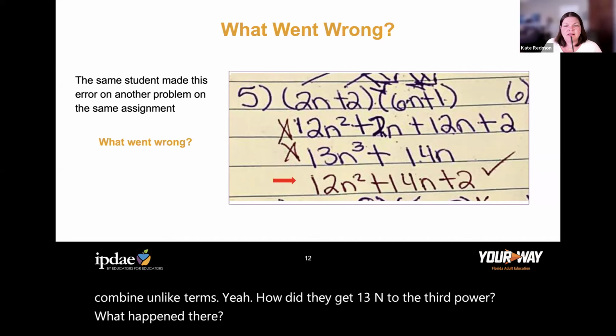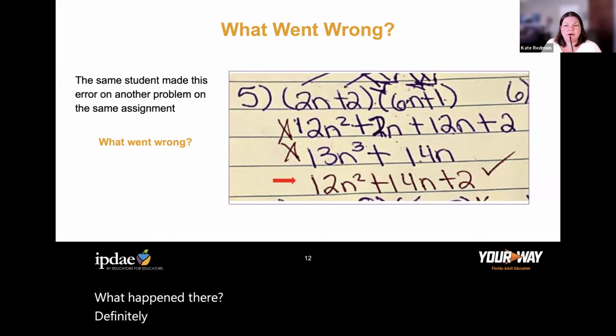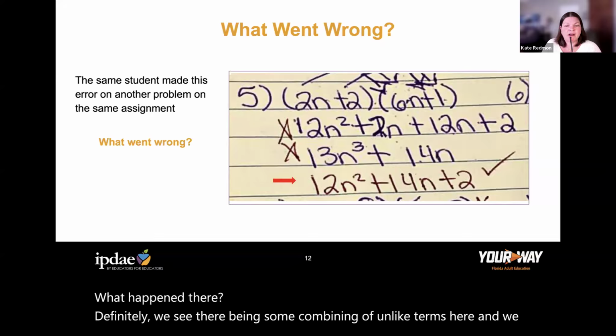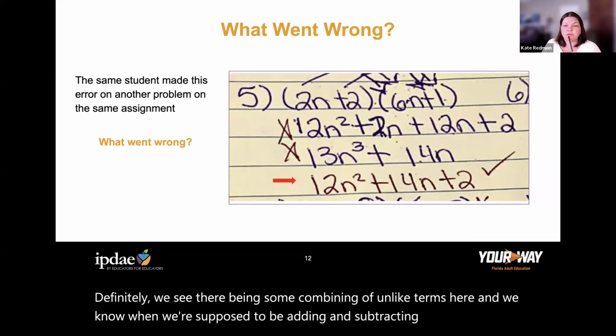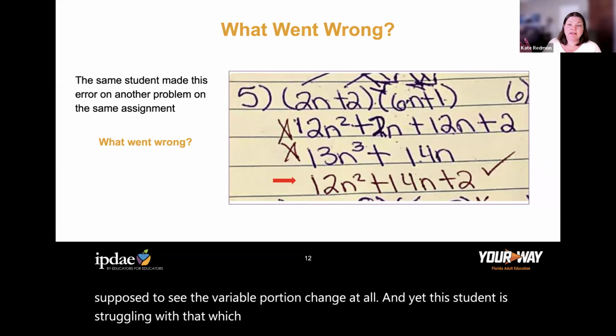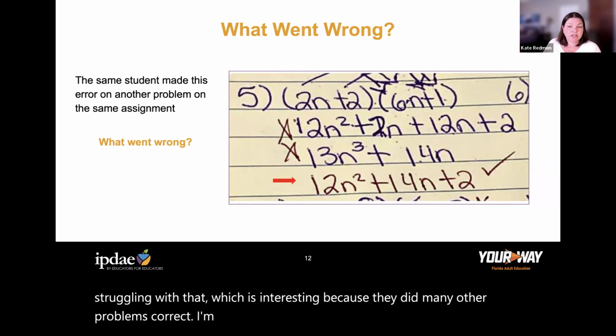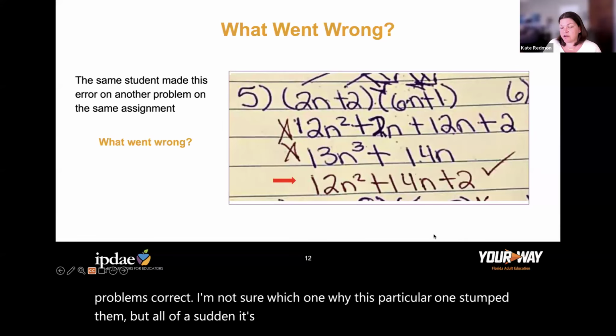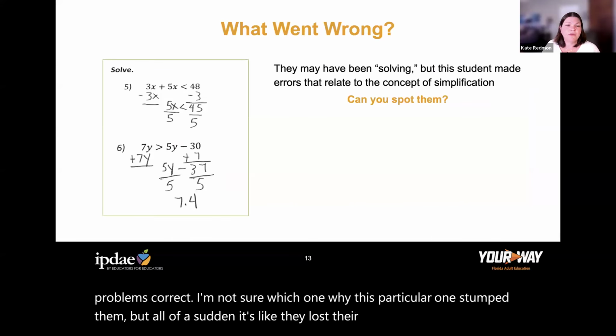Definitely we see there being some combining of unlike terms here, and we know when we're supposed to be adding and subtracting, we're not supposed to see the variable portion change at all, and yet this student is struggling with that, which is interesting because they did many other problems correct. I'm not sure why this particular one stumped them, but all of a sudden it's like they lost their algorithms. All right, here's another student error.